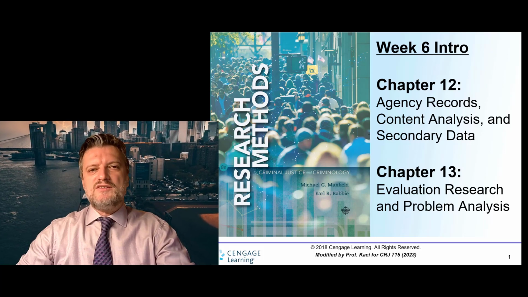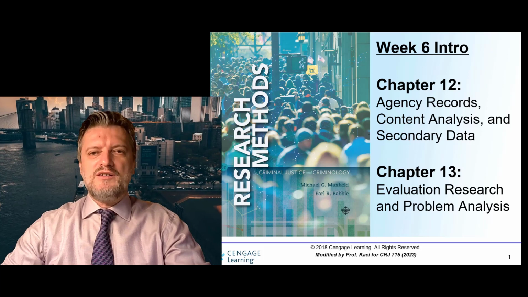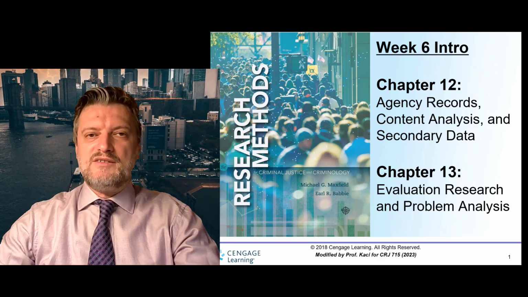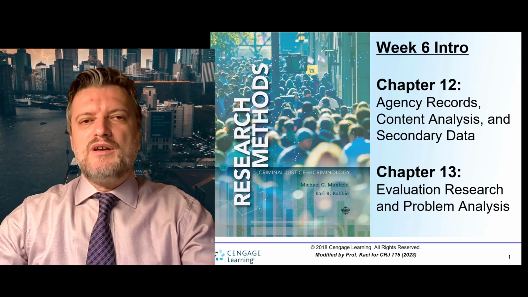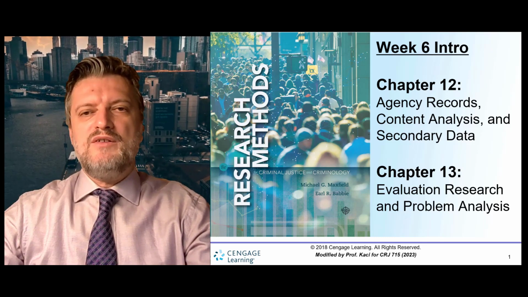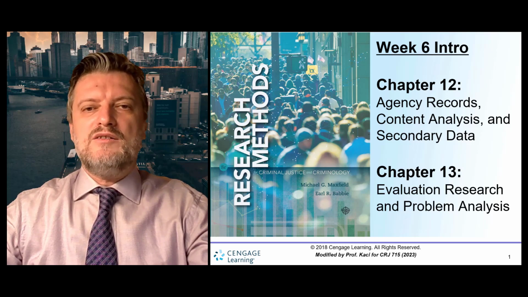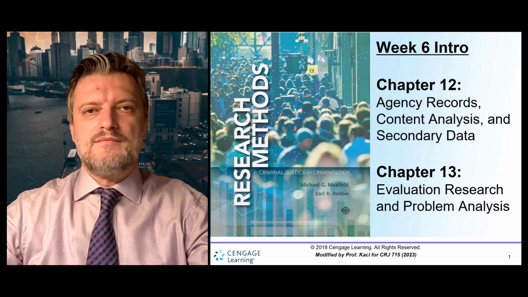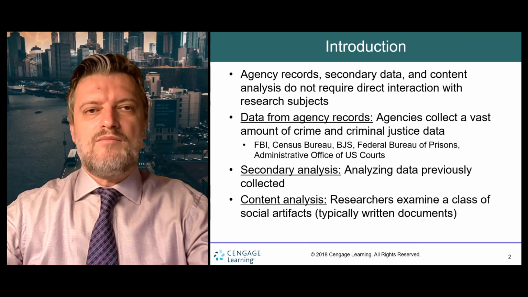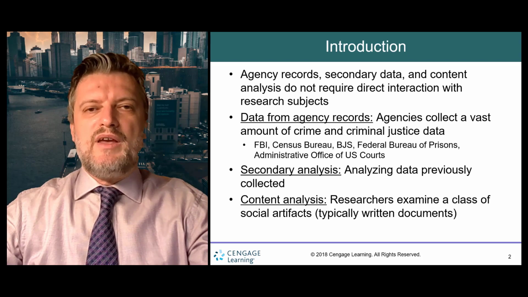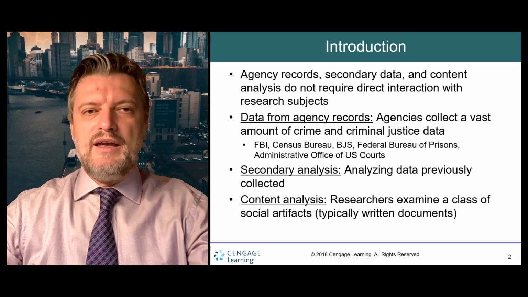Let's now summarize chapter 12, Agency Records, Content Analysis, and Secondary Data. Last week, we learned how, with survey research, the field researcher gathers their own data. Other ways of collecting data do not involve intrusion by observers. This chapter aims to introduce you to three sources of existing data and their applications in criminal justice research.